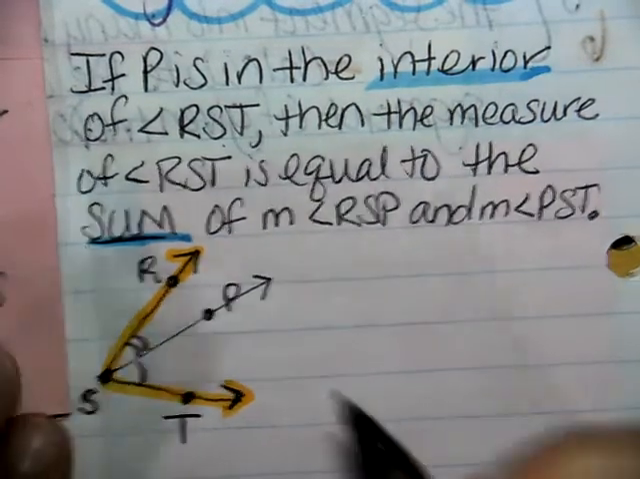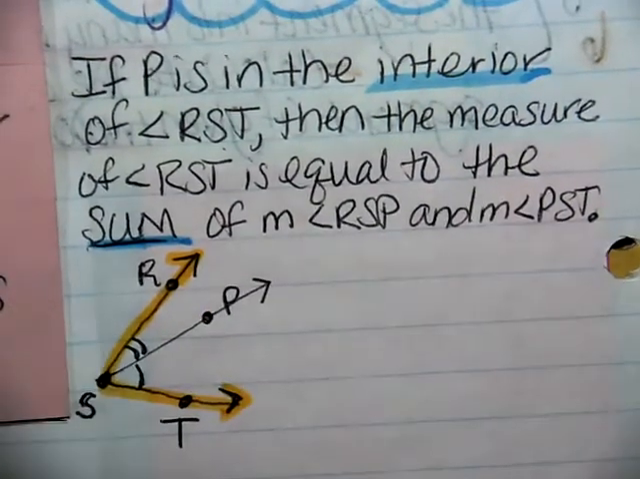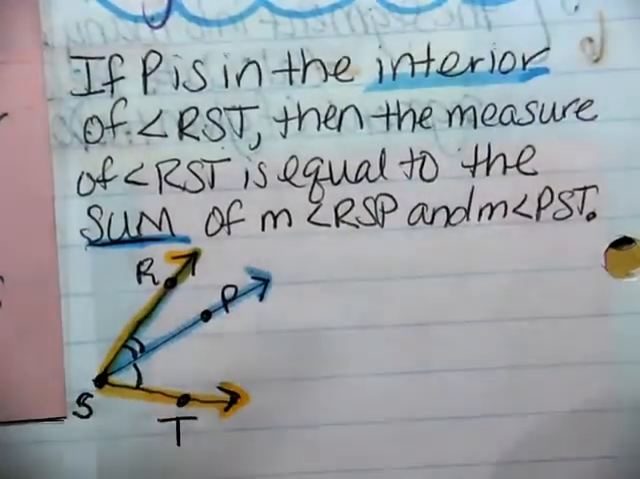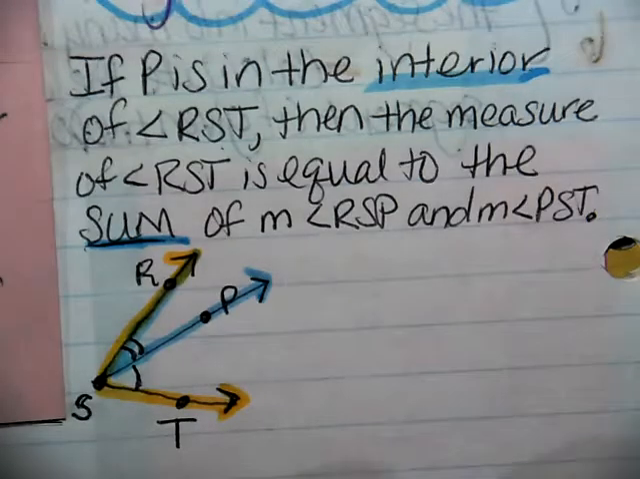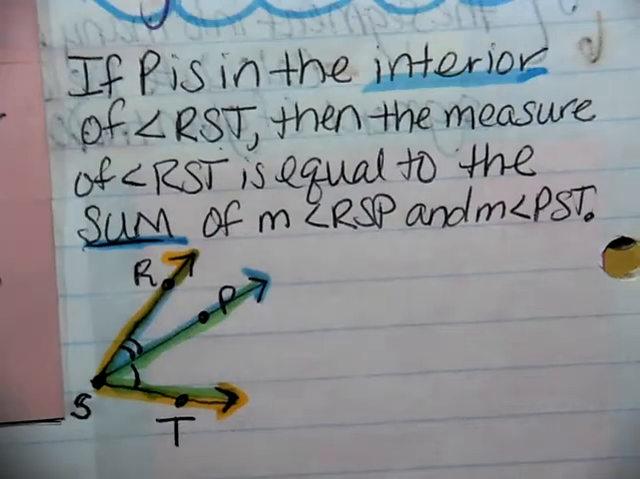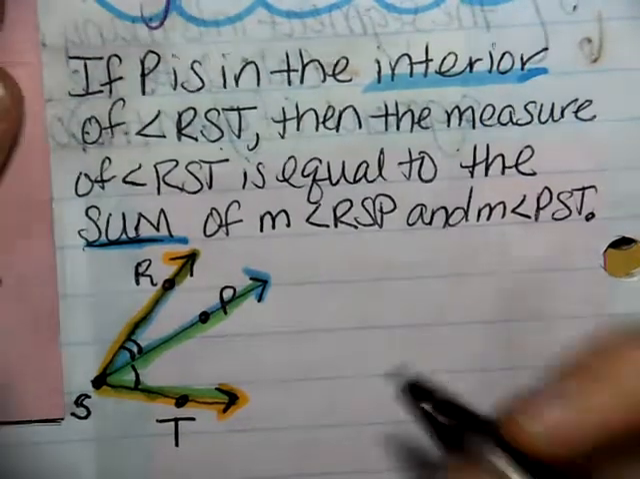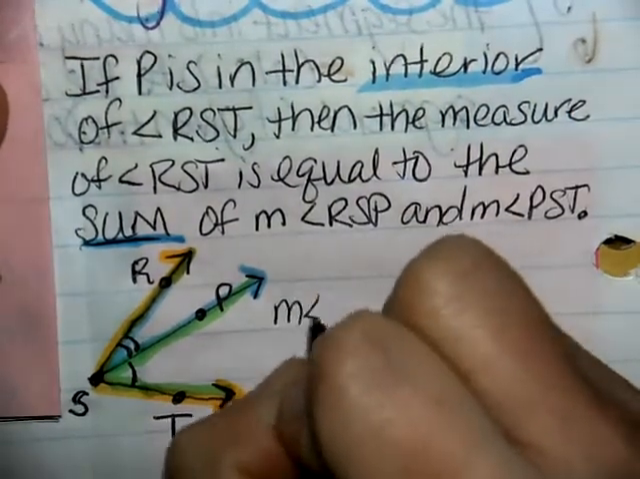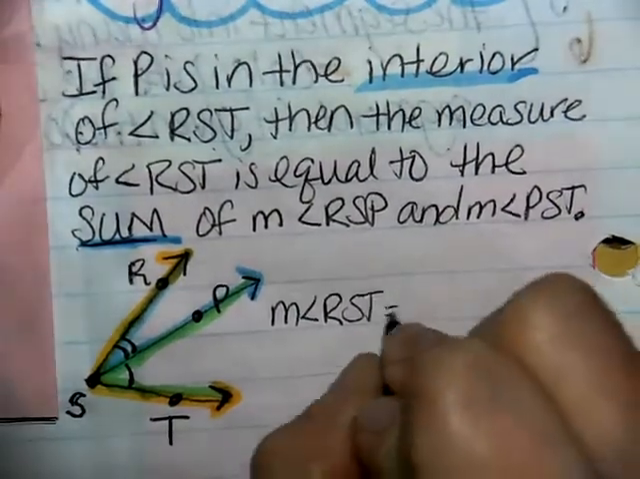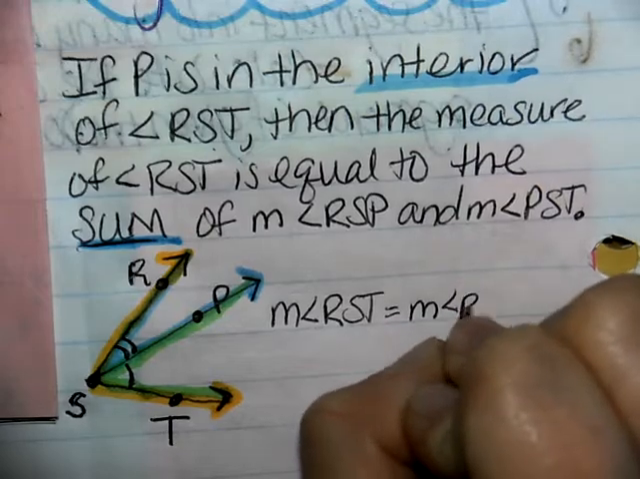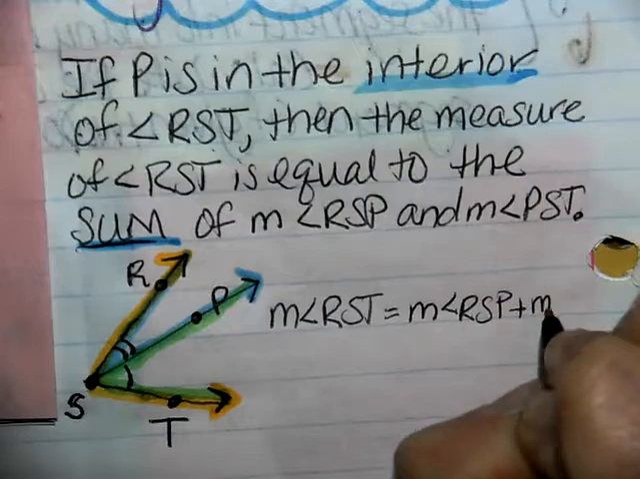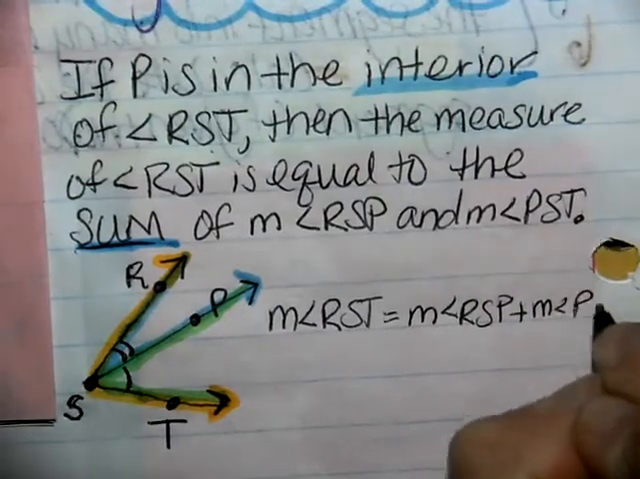then the measure of angle RST is equal to the sum of the measure of RSP and the measure of angle PST. And so that's how we end up with part plus part equals whole. So the measure of angle RST, which is the whole angle, is equal to the measure of angle RSP plus the measure of angle PST.